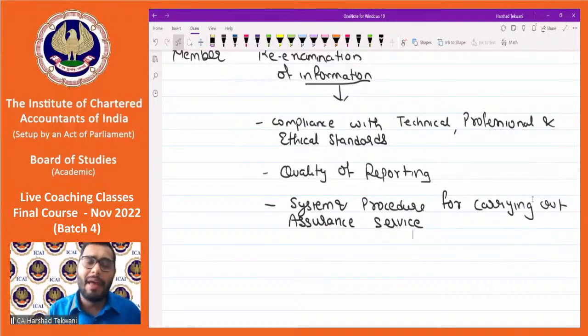So today, let's say for example, if I want to provide a service, I directly cannot provide a service. First, I'll perform the acceptance or continuation for the client. I'll see whether I can accept a client or not, whether I can continue this client or not, whether there is a conflict of interest or something like that. I'll see in depth.